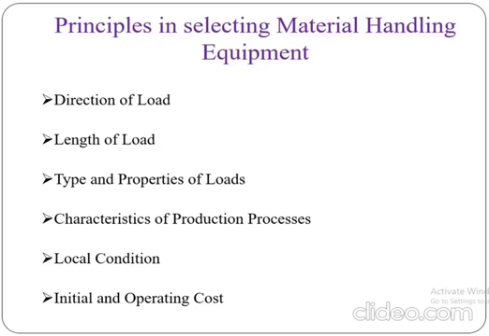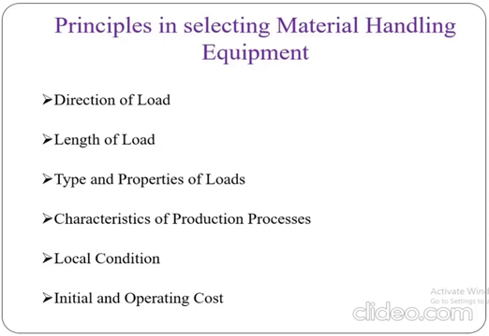If the length of load travel is large, a conveyor is to be used, whereas if the length of load travel is small, a hoist or crane is to be used. Then the type and properties of the load. It is very important while selecting the material handling equipment for the given application. For example, hoisting machines are suitable for unit load, whereas conveyors are used for bulk load.